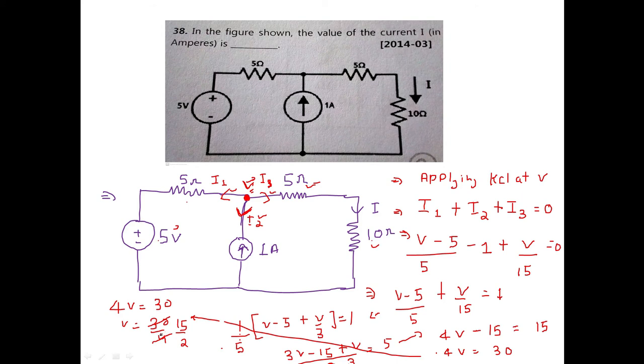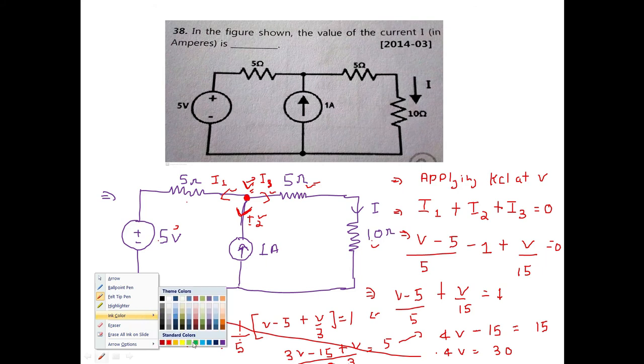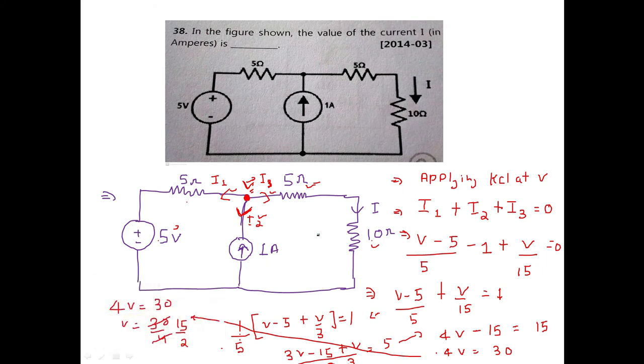Now what we have to find? We have to find this current I. We have to find the current I, this current. Now how we will find this? We have to find the voltage V, this one, and now we have to find the current I.